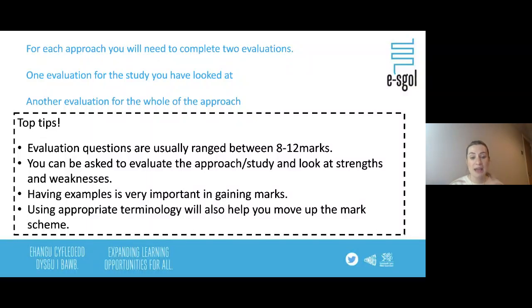You can be asked to look at strengths and weaknesses, like I said. Again, having examples is really important in gaining your marks, like I said before. And as always, appropriate terminology will help you move up that mark scheme as well.